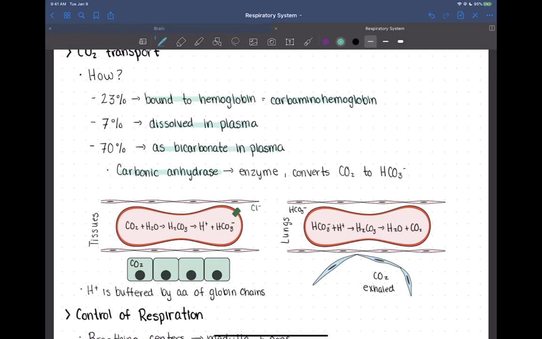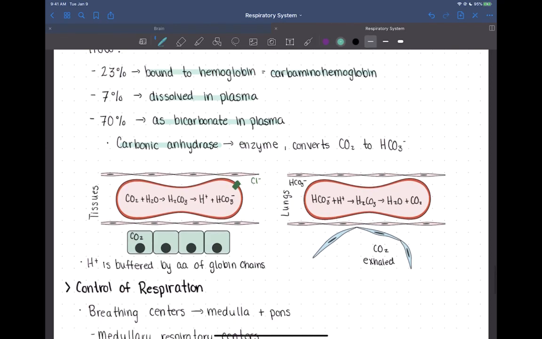There's an enzyme inside of red blood cells called carbonic anhydrase that is responsible for this reaction. It converts CO2 to bicarbonate, HCO3 minus. So let's look at this and what's going on here.